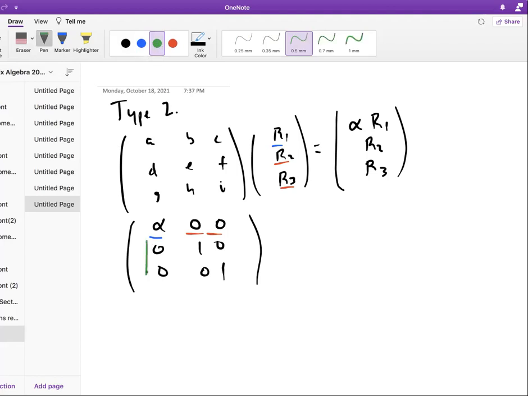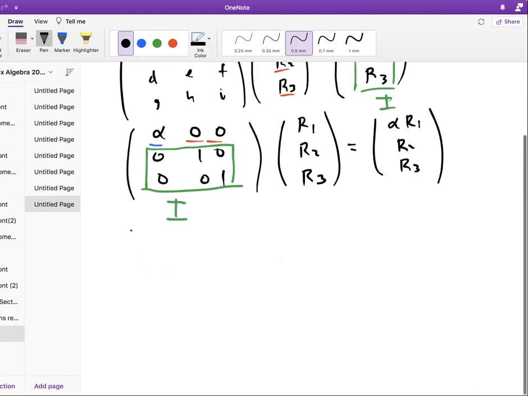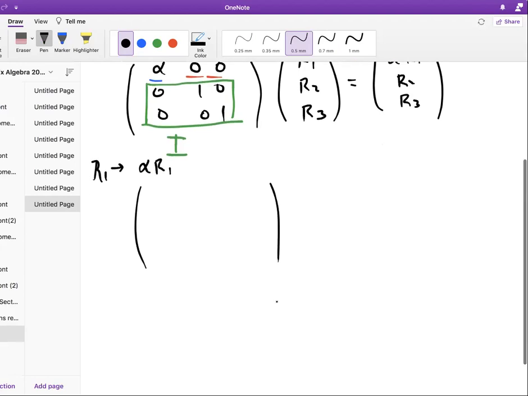So this part looks like identity, just as this doesn't change. And that is true. Exactly, we're just changing the ones, just like we did the 2x2s. So this is the row 1 to alpha row 1. Can we do the alpha row to row 2?